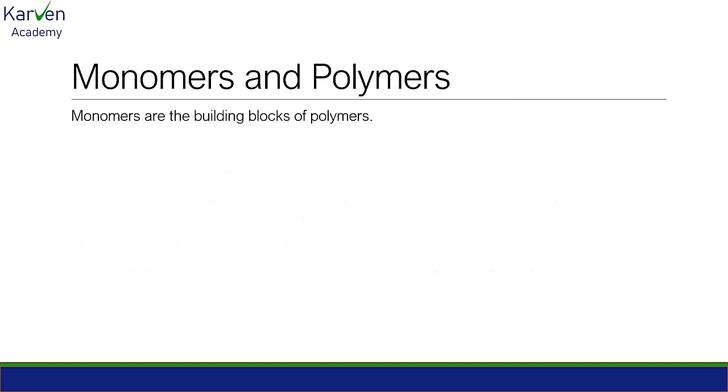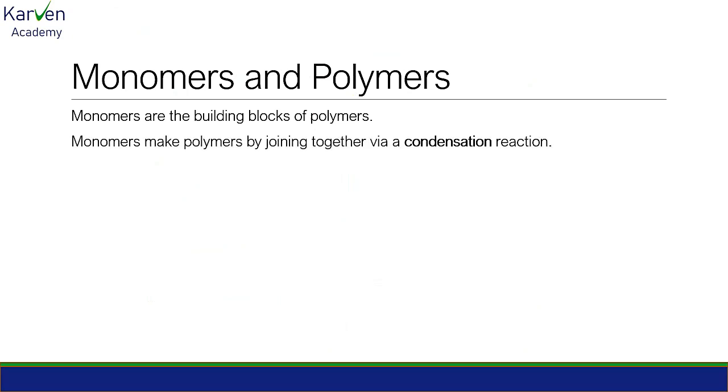Mono means one and poly means many. And these polymers are made out of many units of the monomers. These monomers make these polymers via a condensation reaction, and the polymers can be broken down into monomers by hydrolysis reactions.